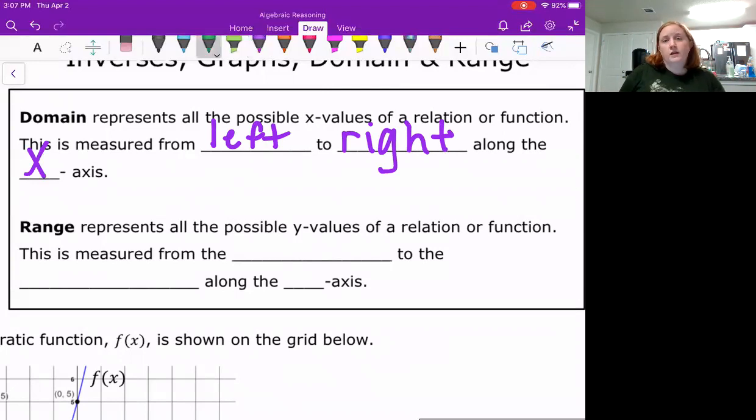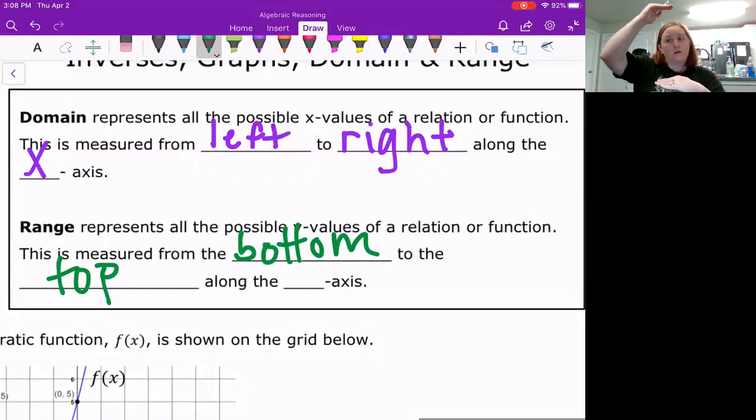Now, if we are looking at the range, that represents all the possible y values of a relation or a function, and this is measured from the bottom of the graph to the top of the graph. So from bottom to the top. And again, if we're looking at graphs, the axis that deals with bottom to top, or high to low, that specifically is the y-axis.